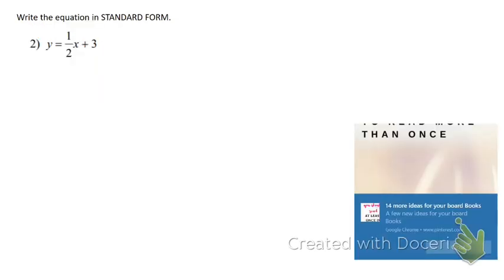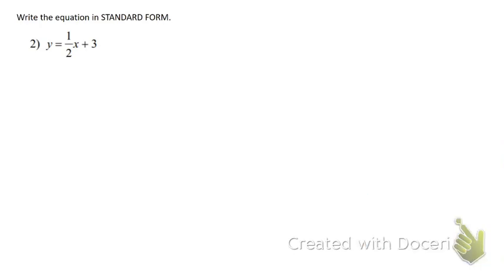All right, so we're going to do the same thing here. First, get rid of the fraction. So multiply everything by 2. Hold on, let me get my pen working. Okay, so we're going to multiply everything by 2. We're going to multiply the y by 2, the 1/2 times 2, and the 3 times 2. They're all multiplied by 2.